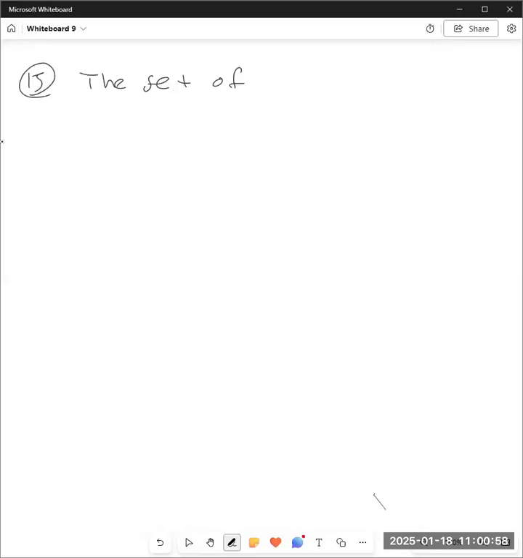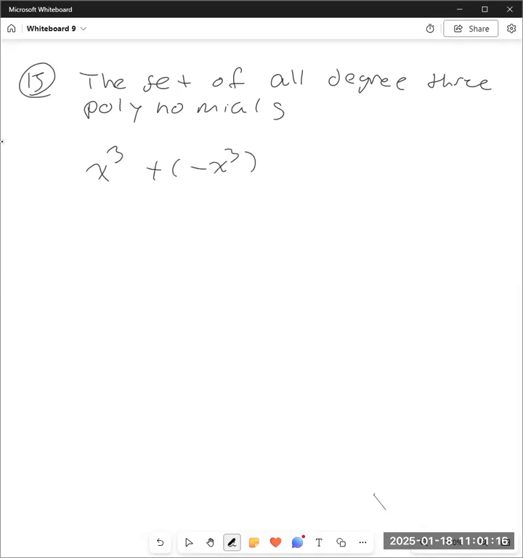So the set of all degree 3 polynomials. And the problem is that if I take, let's say, x cubed plus negative x cubed, which are both degree 3 polynomials, I get 0, which is a constant, which is a 0 degree polynomial, which is not in my vector space. And so axiom 1 is violated.